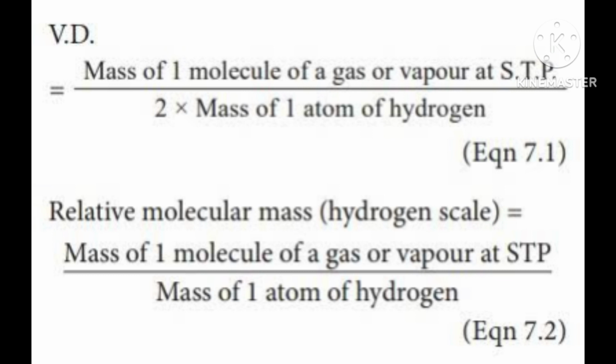Now, if you know the simplest whole number ratio, suppose carbon was 2, hydrogen came 4, nitrogen came 1. Then what is the empirical formula? Easily you can write it according to the numbers of carbon, hydrogen, and nitrogen. That's enough.